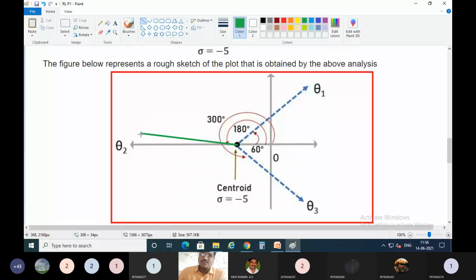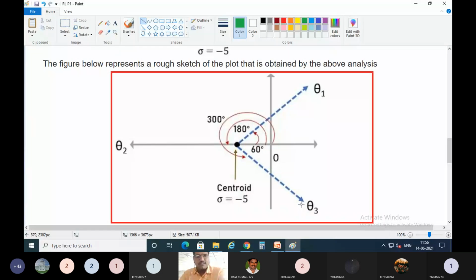Next 180 degrees, that is theta 2. Next will be theta 3. 300, yes, that is 300 degrees. So like this you can indicate them. You will have protractors with you, so draw this at home on normal graph paper.